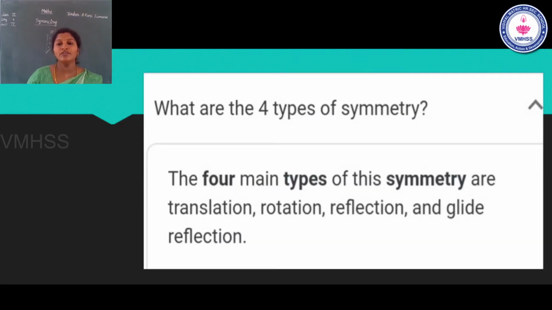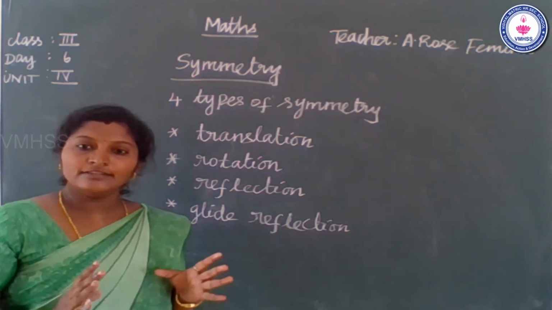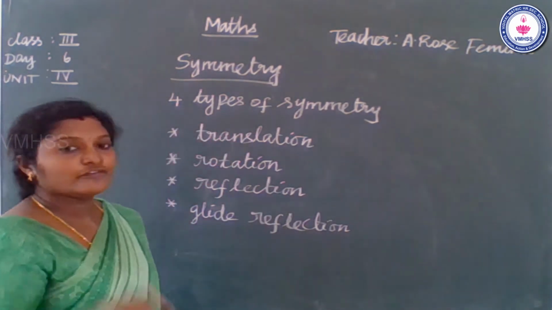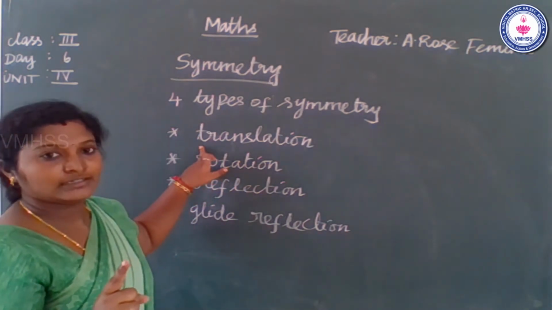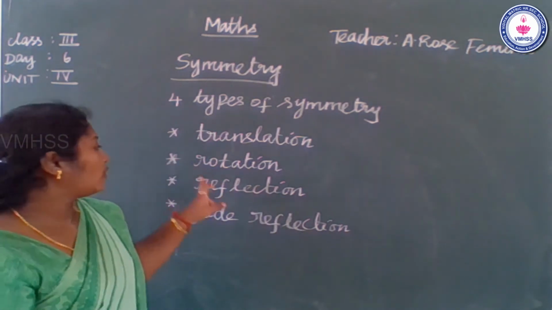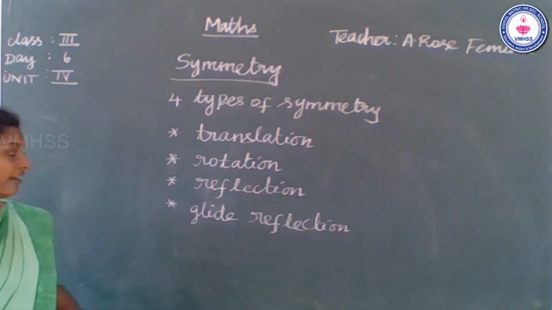What are the four types of symmetry? The four main types of symmetry are translation, rotation, reflection, and glide reflection. See the board. First one is translation. Second one is rotation. Third one is reflection.